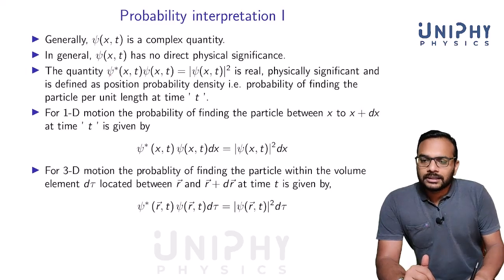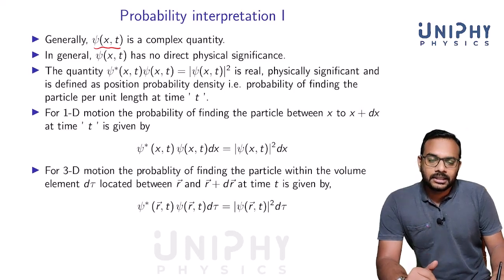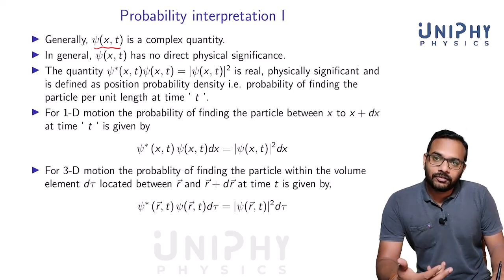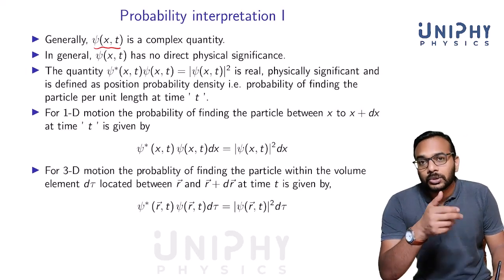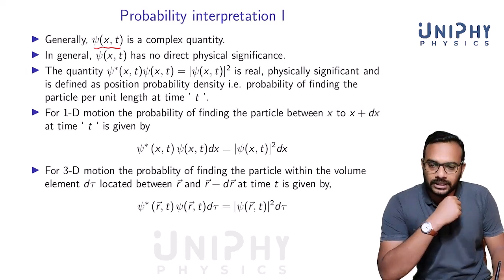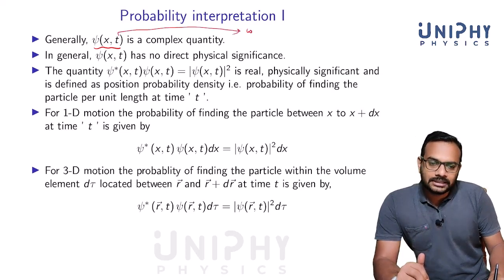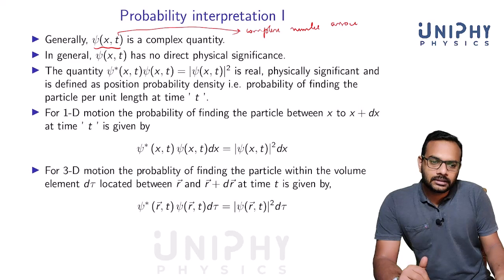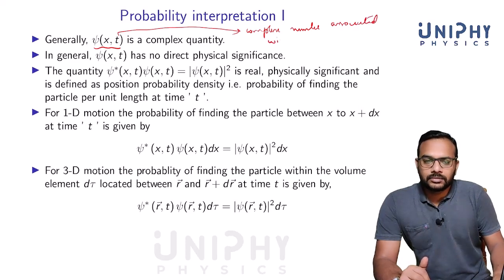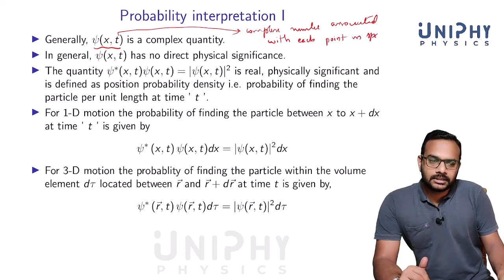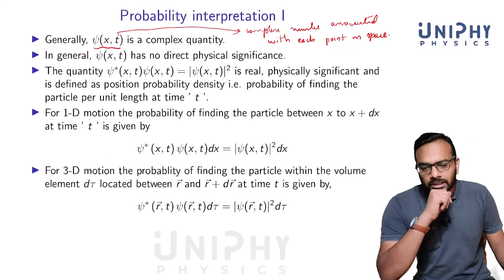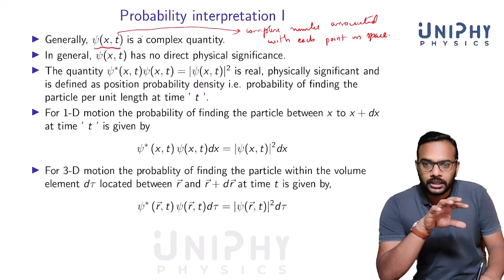So this psi of x comma t, it's generally a complex quantity. The quantity that you can find by solving the Schrodinger equation for a given situation is a complex quantity. The wave function is actually a number, a complex number. This actually gives a complex number associated with each point in space.